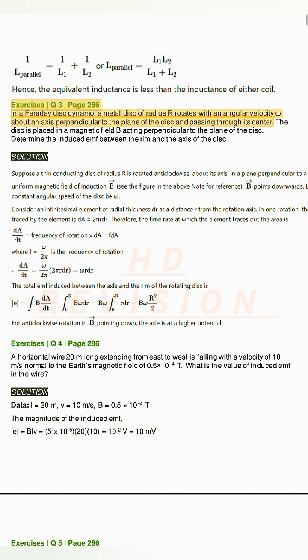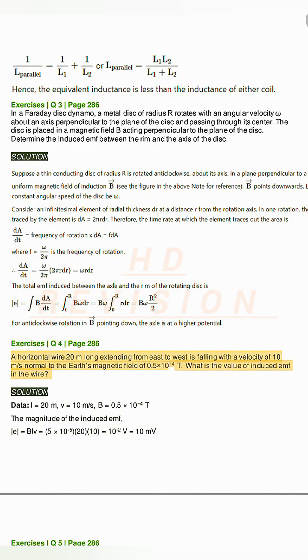Exercises Q3, page 286. In a Faraday disc dynamo, a metal disc of radius r rotates with an angular velocity omega about an axis perpendicular to the plane of the disc and passing through its center. The disc is placed in a magnetic field B acting perpendicular to the plane of the disc. Determine the induced EMF between the rim and the axis of the disc. Solution.